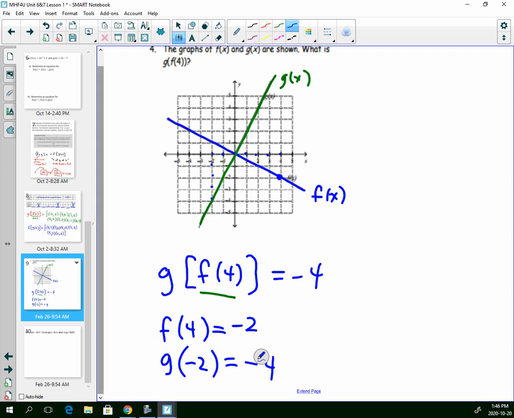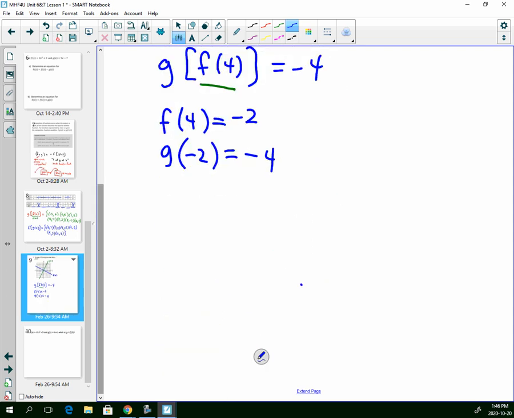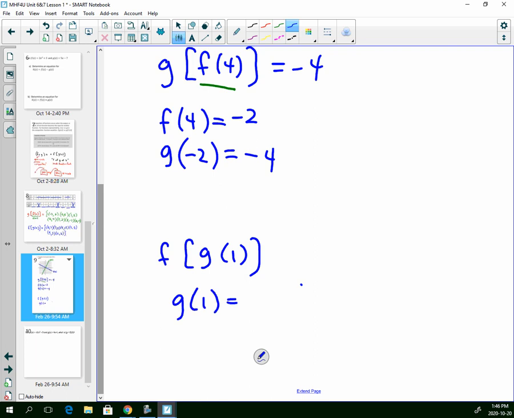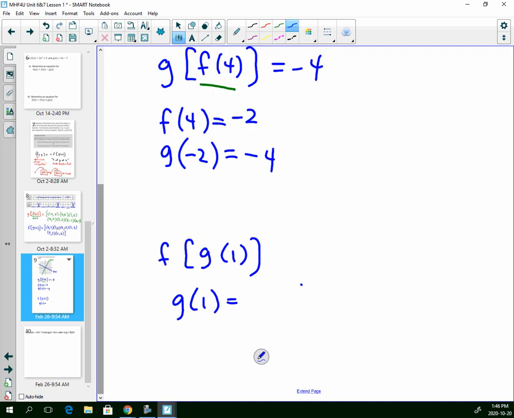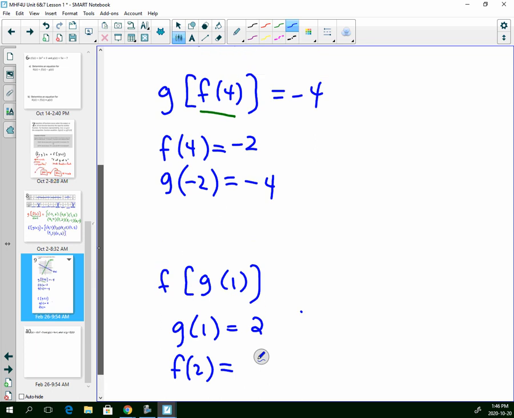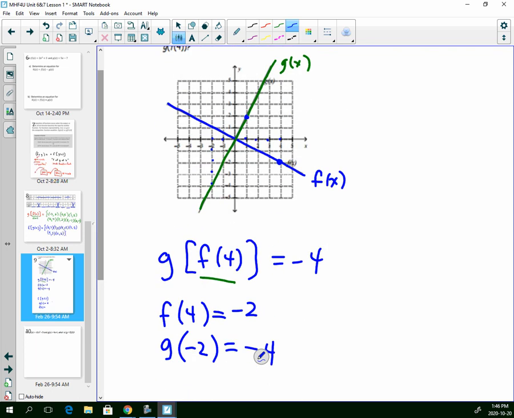If I wanted to go the other way, let's say I wanted to do f of g of 1. Okay, so we do the inside function first, g of 1. So we're going to go to the graph. g of 1 looks like it's 2. And then that goes into the next function f. So I'm looking for f of 2, and f of 2 is here at -1.